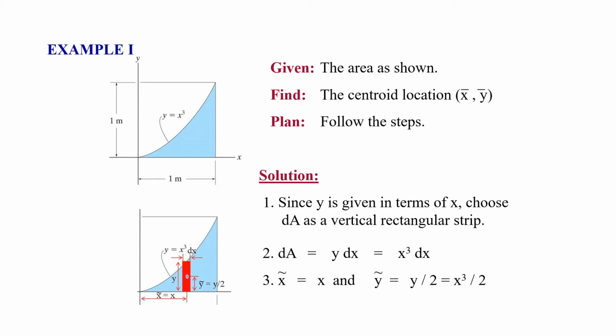At the end of our task, we can say that x tilde is equal to x for this point, and y tilde is equal to y over 2, so we're halfway up the object, and that's equal to x cubed over 2.